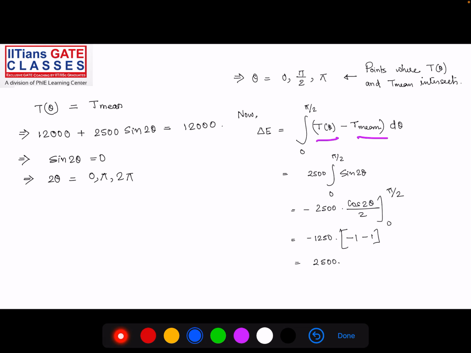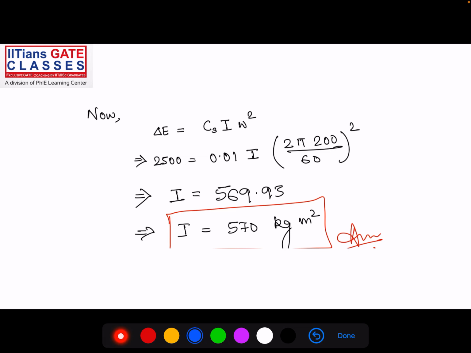When you subtract this, you will only be left with 2500 sine 2 theta. 2500 is a constant and will come out; integrate sine 2 theta from 0 to pi by 2 and you'll get 2500. So what is delta E now? That is equal to 2500, right? So delta E is equal to C_s I omega square. You substitute the value: delta E is equal to 2500 I omega square.